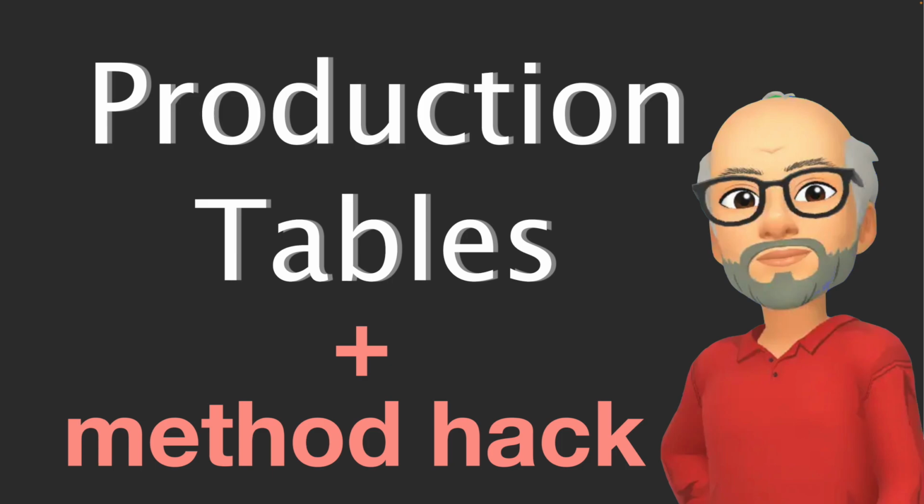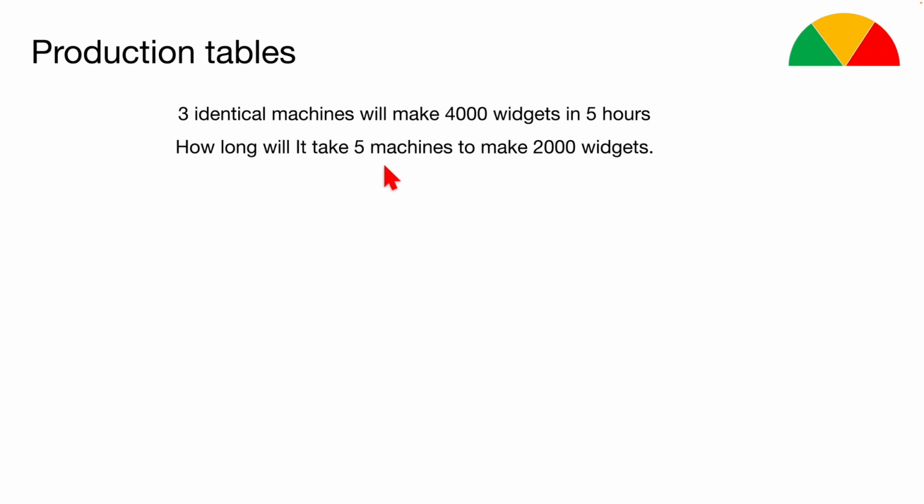Production tables can really help you solve some very difficult problems. Here's a problem. 3 identical machines will make 4,000 widgets in 5 hours. How long will it take 5 machines to make 2,000 widgets? I have no idea. But a production table will tell me.